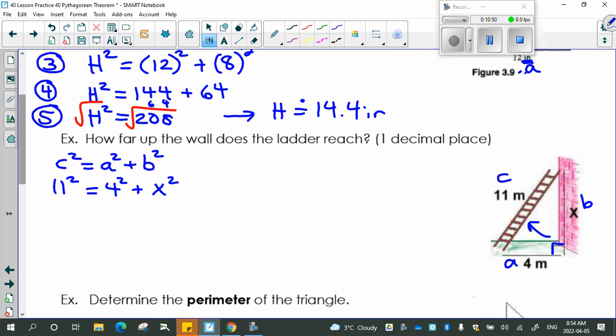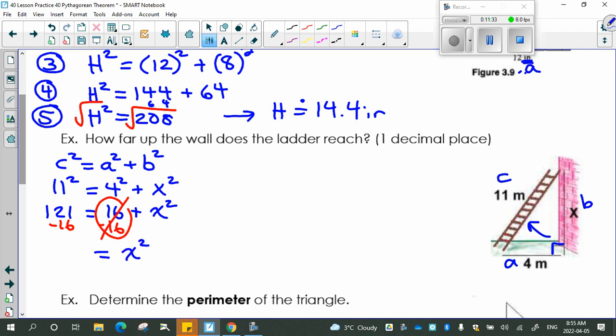Now I work the squares out on my calculator, or in my brain. So 11 to the power of 2, or 11 times 11 is 121. 4 times 4 is 16. And I want to get X by itself. So what would I do first to both sides? Not yet. I'm going to get X by itself. Minus 16, very good. So there's my 0 pair, gone off that side.